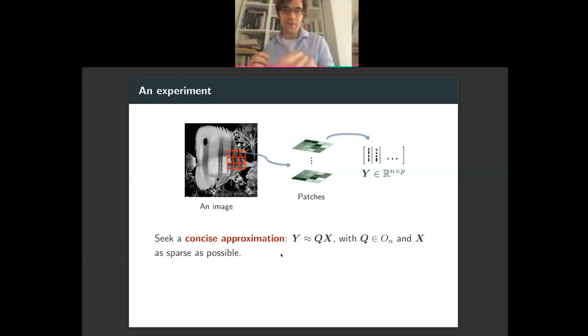Here, this operation that I'm describing is sometimes referred to as dictionary learning. The Q can be considered a dictionary in the sense that in this expression, Y is Q times X, the columns of Y, these individual patches, are going to be written as sparse linear combinations of the columns of Q. So I can think of the columns of Q as a basis for representing this particular family of signals.